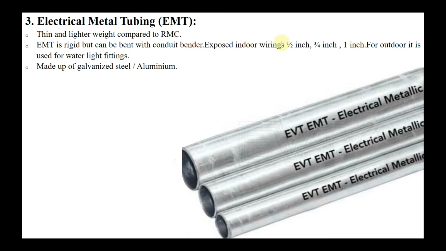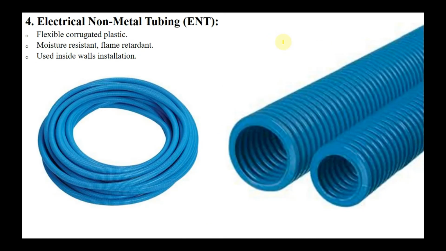It is not used for outdoor, but in some cases when there are watertight fittings, then yes, it can be used for outdoor. It is also made up of galvanized steel or aluminium, but basically EMT is used for all indoor wiring. So our next type is electrical non-metallic tubing, ENT.